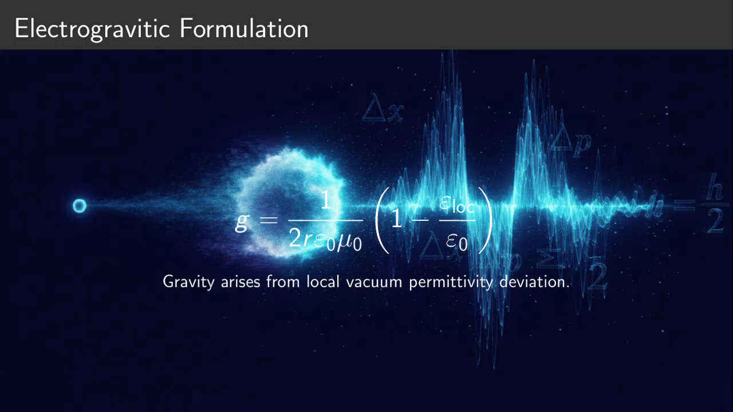Electrogravitic formulation. A second alternative describes gravity as arising from changes in vacuum permittivity. The local deviation from the vacuum value produces an effective gravitational acceleration. This connects gravity directly to electromagnetic properties of space.